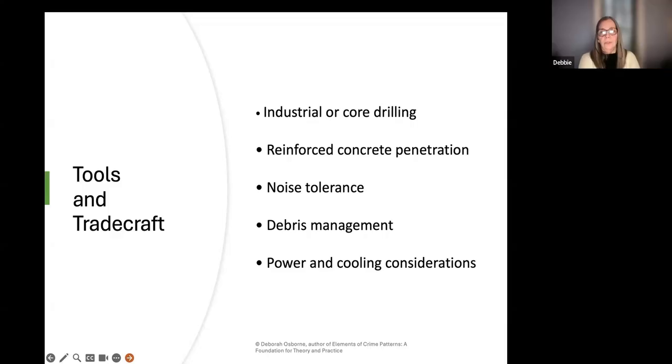So tools, somebody's got to know how to use industrial or core drilling here and know how to penetrate reinforced concrete. I mean, you're not going to just do it, maybe you practice somewhere, right? Noise, they have to know that the noise will be tolerated if they don't want to get arrested, and manage all the debris.